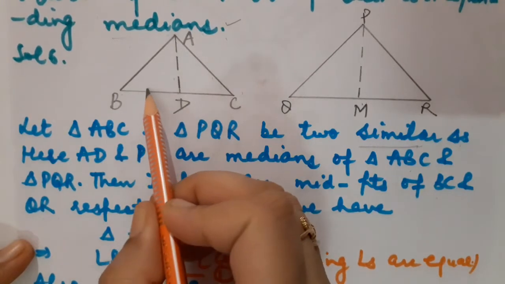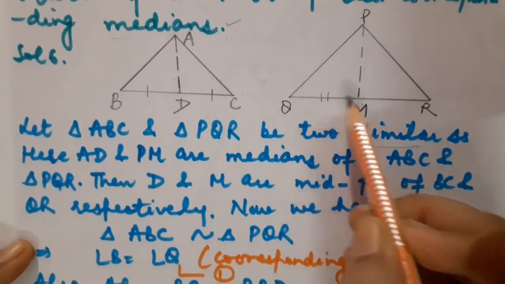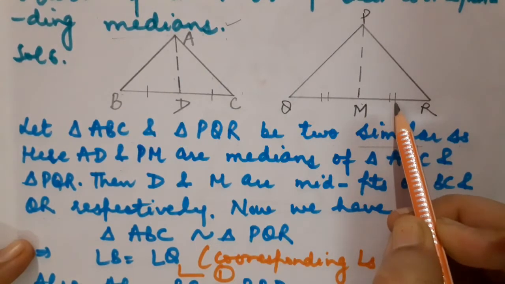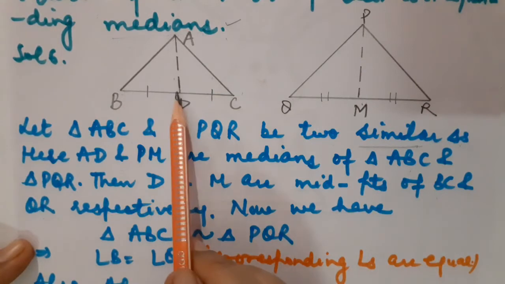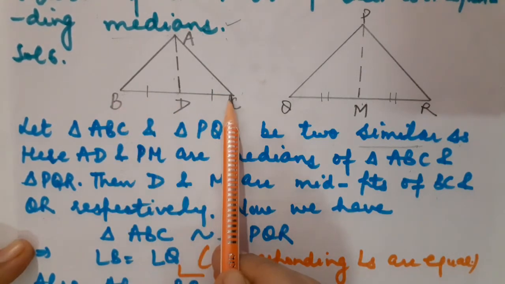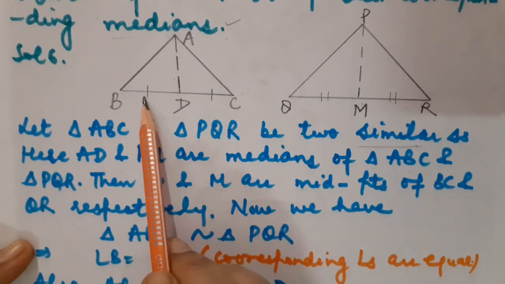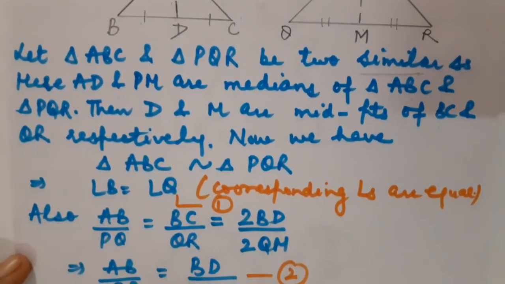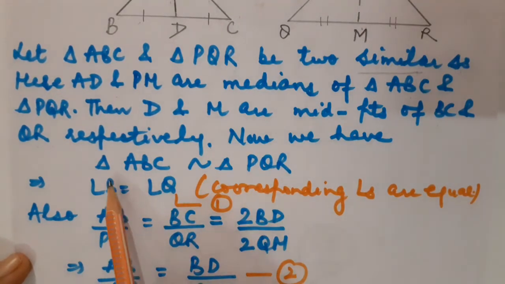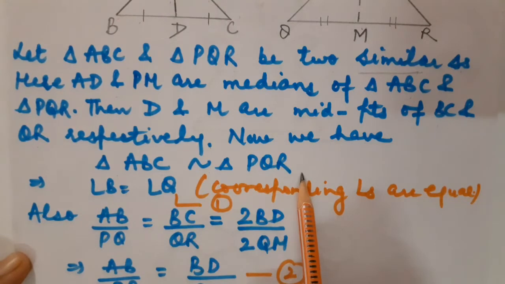So what can I say? That BD must be equal to DC and QM must be equal to MR. Got it? Or can I say that BD is half of BC or BC is double of BD? Yes, of course, this can be said. Now, what else is given in the question? That triangle ABC is similar to triangle PQR.